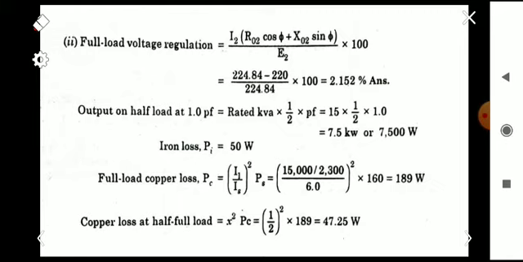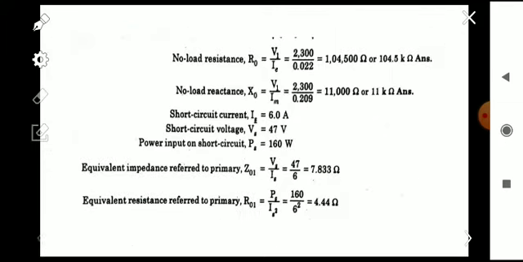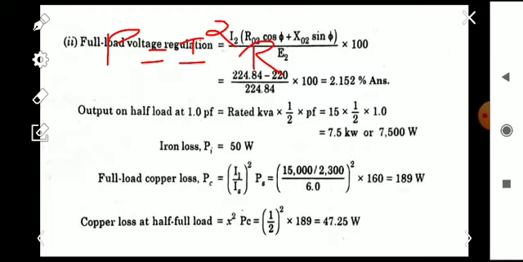So the full load copper loss can be found. You know that the copper loss is I square R. Okay, copper loss is I square R. So here in the question itself we have the copper loss at 6 ampere, that is 160 watt at 6 ampere. But we have to find the full load copper loss, that is when the current is the rated current.